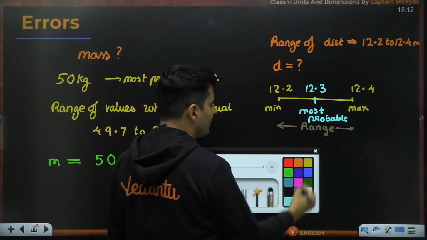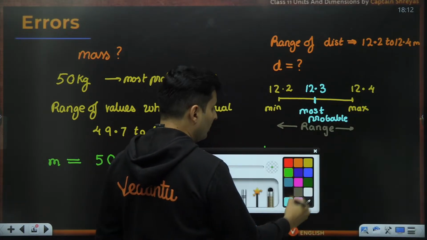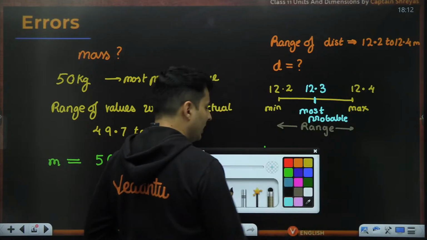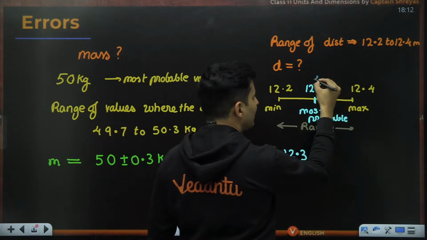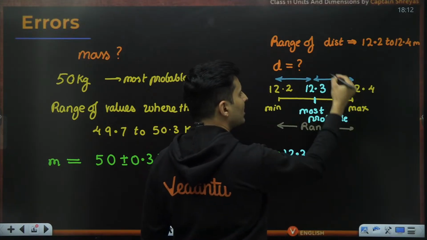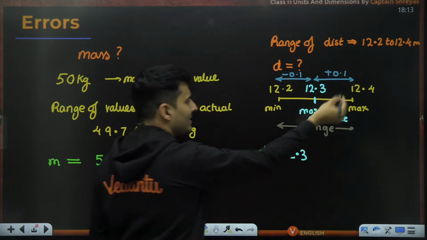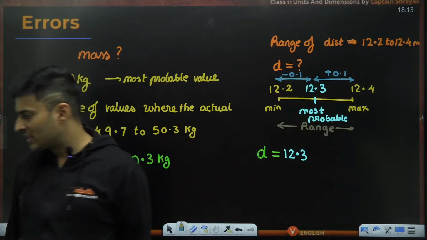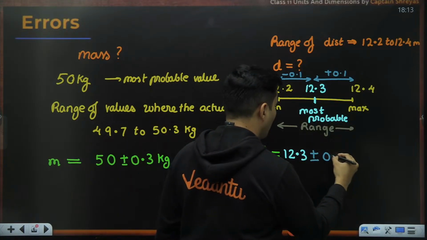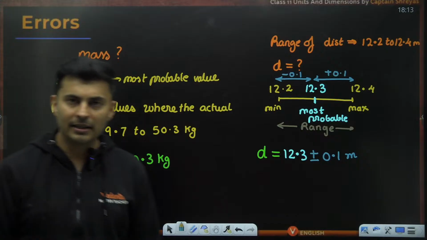So the final answer, the manner in which I will write down the distance, will be the most probable value, which is 12.3. But remember, there is some plus minus over here. How much plus? Plus is 0.1, minus is also 0.1, exactly the same on both sides. So here I'll put plus minus 0.1 meter.